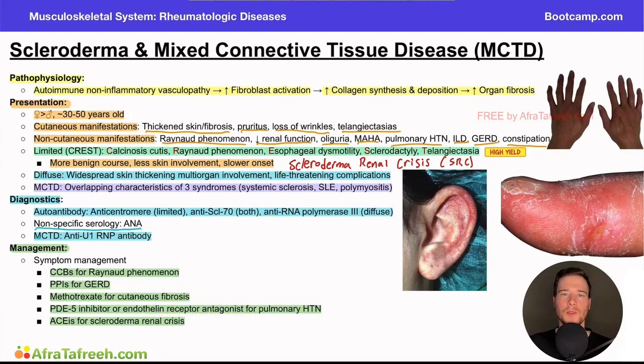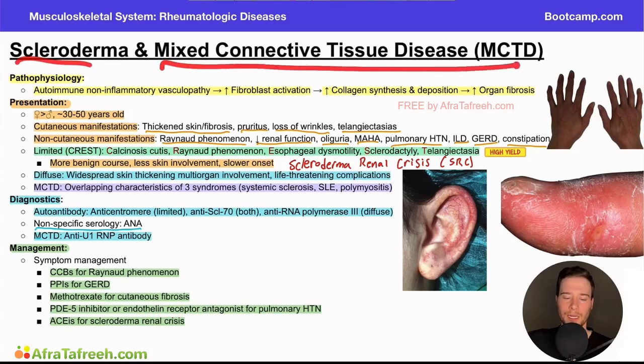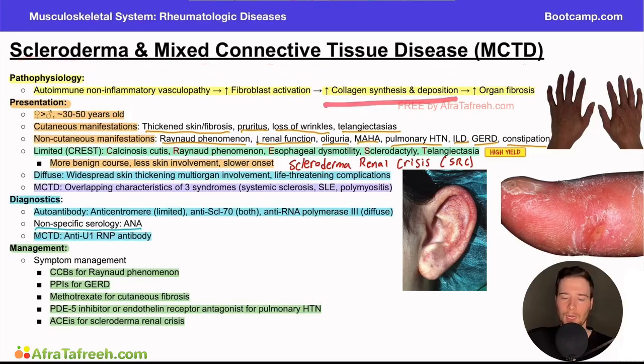So just a quick summary of this video. Lots of content here, two similar but distinctly different pathologies we talked about, scleroderma mostly, and MCTD or mixed connective tissue disease. These are autoimmune conditions that essentially lead to increased fibroblast activity and increased collagen synthesis and deposition into the body. This can present with both cutaneous findings and non-cutaneous findings, and we have to keep the two key forms of scleroderma in mind. There's limited and there's diffuse.